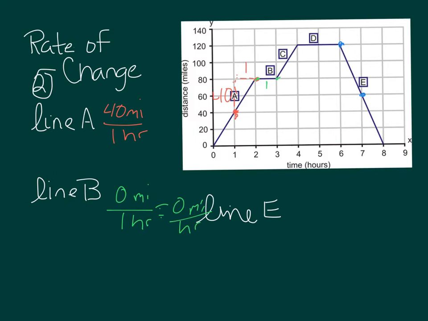Now, as we notice, the direction is going downhill, all right? We're going downward. So when you go downhill or downward, that is a negative direction, okay? So my change is negative, let's see, that's 120 to 60, so that's negative 60. And we go over 1. So my rate of change is negative 60 miles in 1 hour.